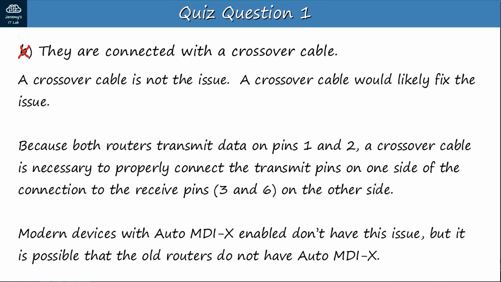A crossover cable is not the issue. In fact, a crossover cable would likely fix the issue. Because both routers transmit data on pins 1 and 2, a crossover cable is necessary to properly connect the transmit pins on one side to the receive pins, 3 and 6, on the other side.